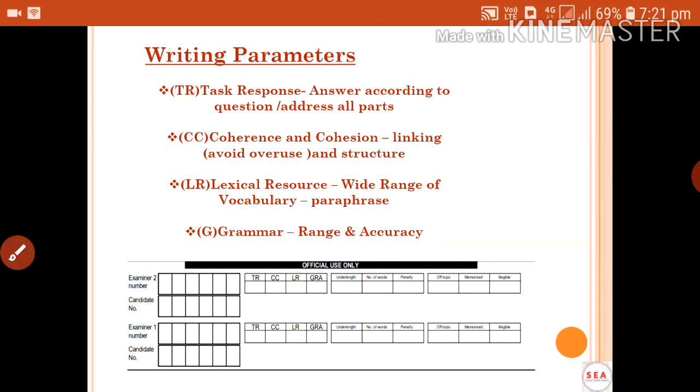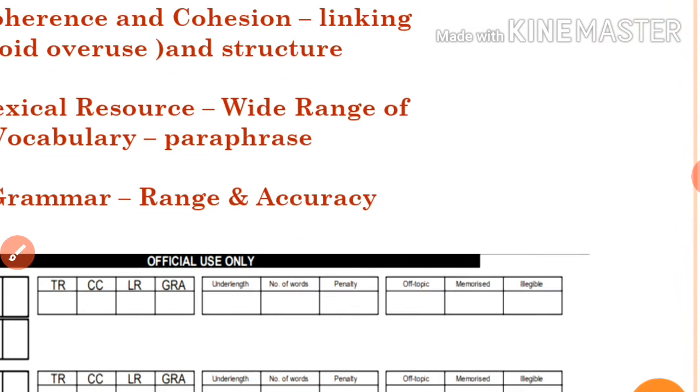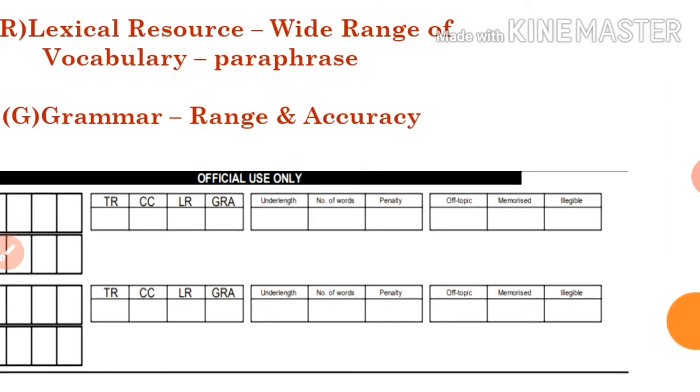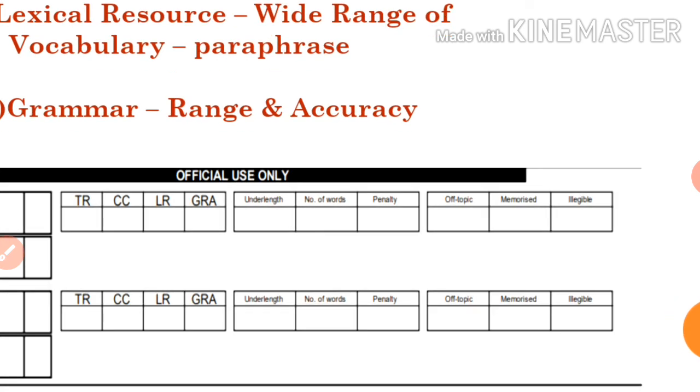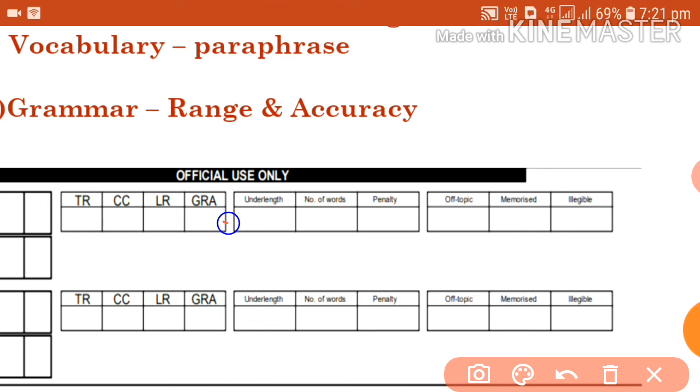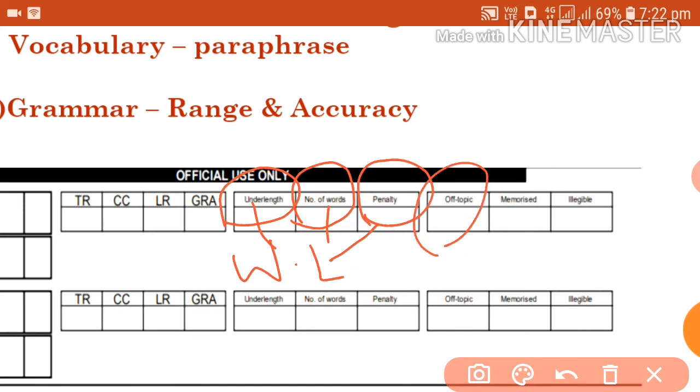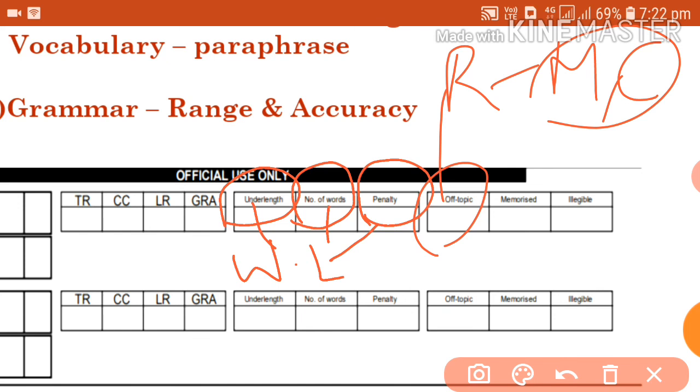Apart from all these parameters, there are some points to consider which are written at the end of the writing sheet that is provided to you on the exam day. What are these points? The first point is saying under length, second point is saying number of words. That means your writing should be according to the word limit, and if not, you will get a penalty for it. Off topic, we discussed it earlier. The topic is about robots, and you discuss mobile phones or computers. That means you are going off topic.